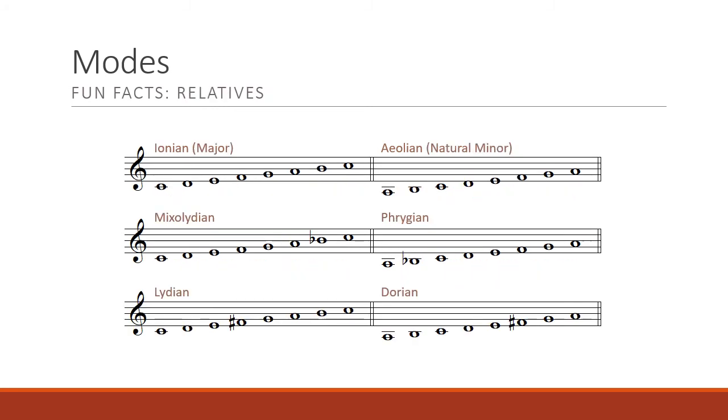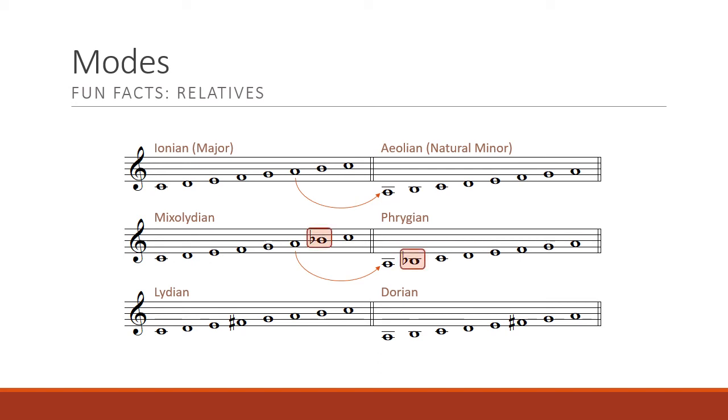And one more fun fact, we can put the modes together in relative pairs. So you already know that C major and A minor are relative to each other. That's because A minor starts on the 6th degree of C major and has all the same notes. In the same way, Mixolydian and Phrygian are relative pairs because you can take a Mixolydian scale, start it on the 6th degree, and you'll get a Phrygian scale. Both scales have all the same notes, all white keys except for the B flats.